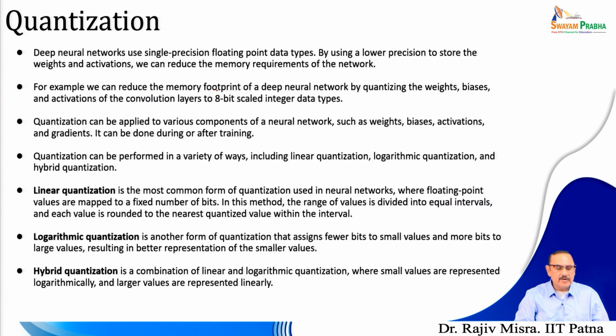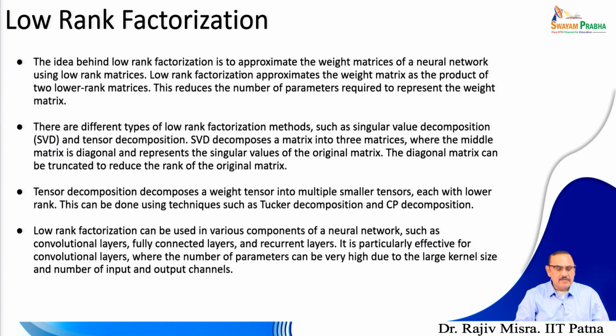The second one is quantization. Deep learning often uses single precision floating point data types to store the weights and activations, and quantization can reduce the memory requirement of the network. The third important aspect is called low rank factorization. Low rank factorization approximates the weight matrices of the neural network using low rank matrices, approximating the weight matrix as the product of two low rank matrices, and this reduces the number of parameters required to represent the weight matrix.